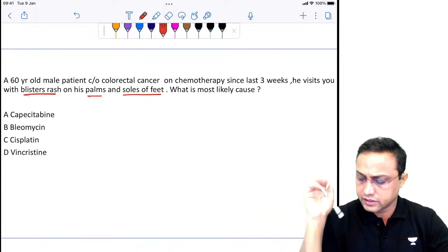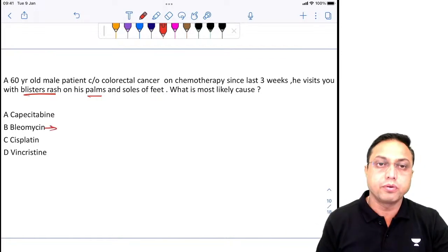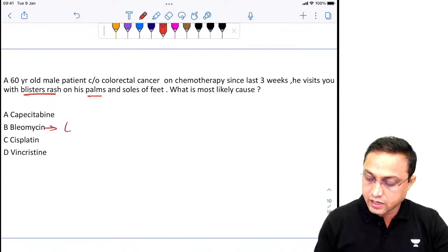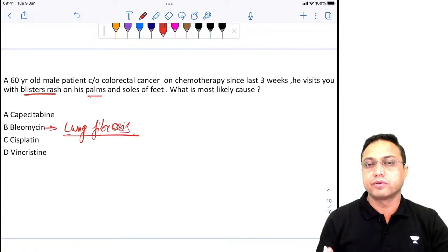B is not going to be the right answer, because the most common side effect of bleomycin is what? Lung fibrosis. Lung fibrosis, with shortness of breath and dry cough, is not there.